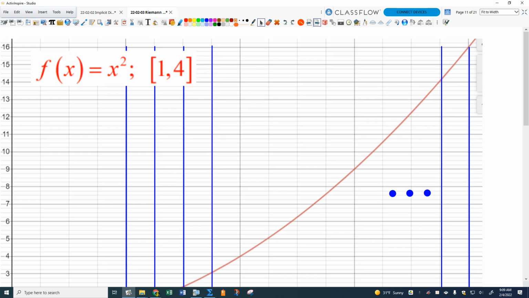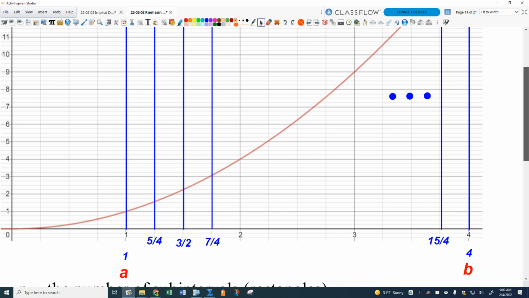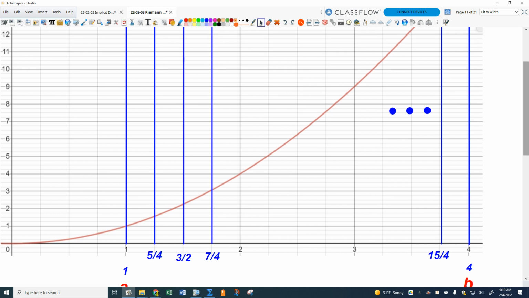All right, so the first assignment is about nothing other than just practicing sigma notation. That's all it is.